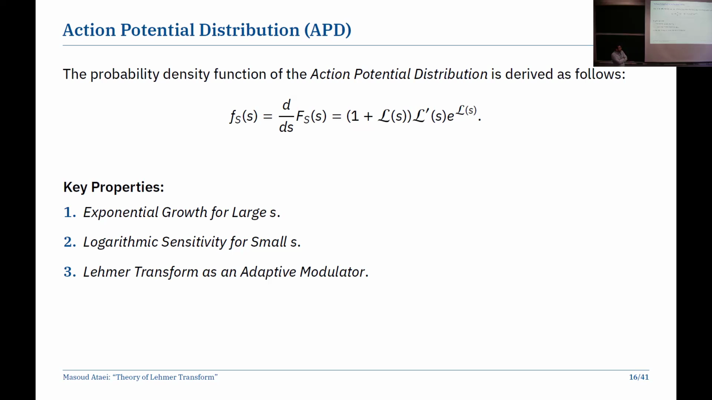Next, when S is small, the Lehmer transform itself is small. Here, the function behaves almost linearly, ensuring a sort of logarithmic sensitivity. And this logarithmic sensitivity is useful in the sense that we deal with a smoother, more gradual density function, which can be more robust towards background noise.